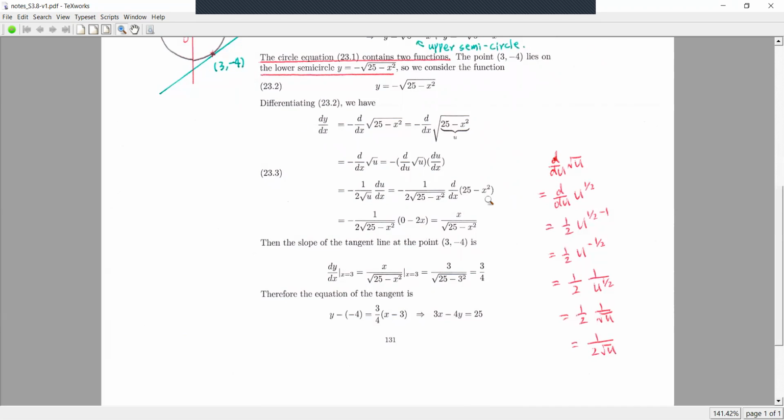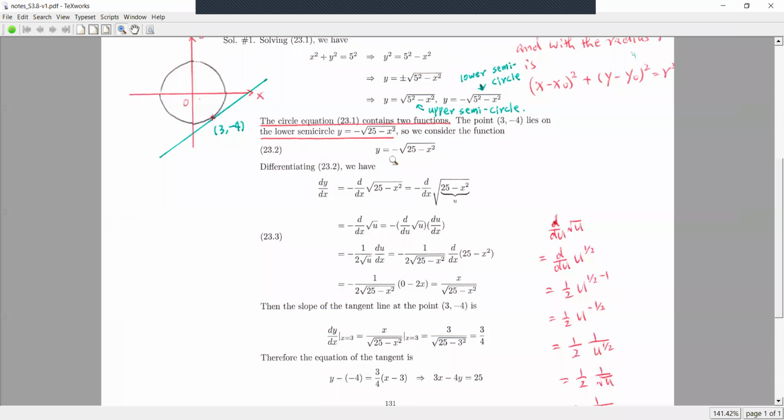Derivative of x squared is 2x. Then we have this equation. Now cancel the number 2 and cancel the minus sign. Then we have this equation. This is the derivative of this function.